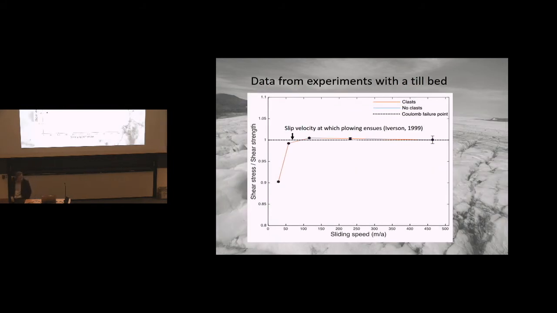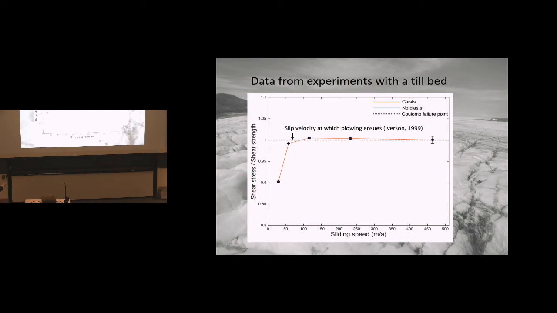So this is the result from an experiment with clasts. Let me tell you what's plotted here. This is the shear stress that's measured in the experiment, normalized with respect to the strength of the till, measured in other experiments, which are called direct shear experiments, where we're just shearing the till and getting a friction coefficient for the till. And you can see that basically over much of this range, the resistance to shear is simply equal to the Coulomb strength of the till. It isn't changing as a function of sliding speed, but you can see at the low end, we're getting some rate strengthening.